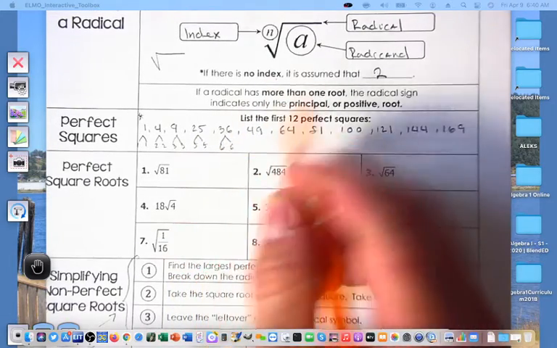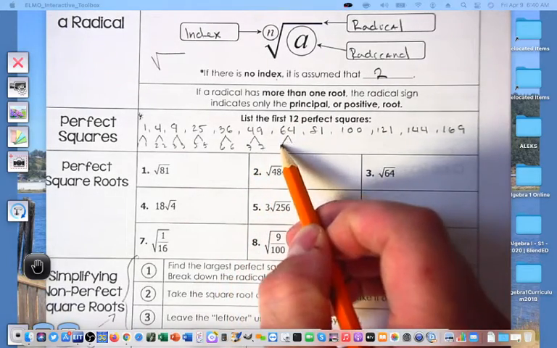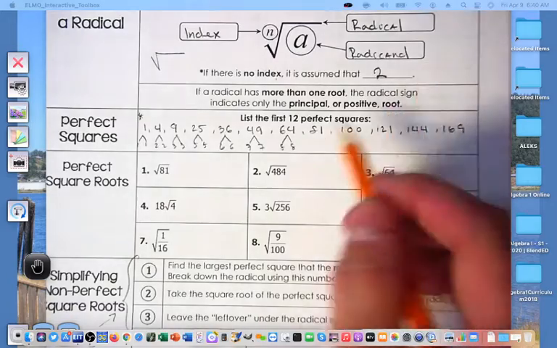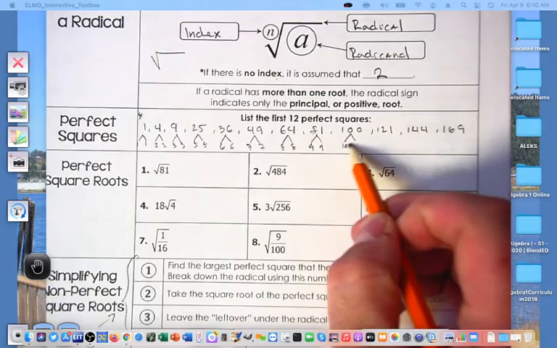6 times 6 is 36. 7 and 7 is 49. 8 and 8 is 64. 9 and 9 is 81. 10 and 10 is 100.